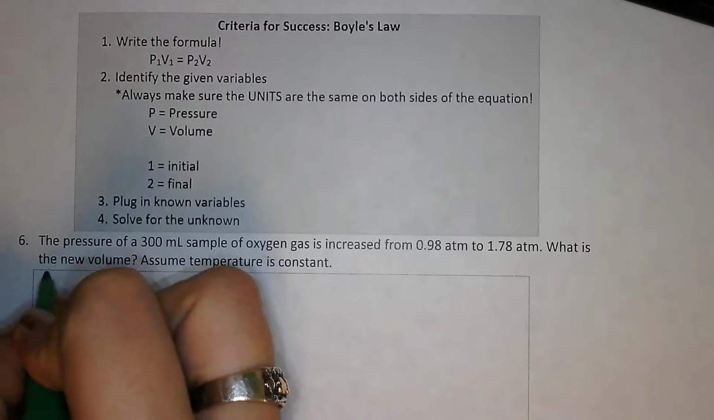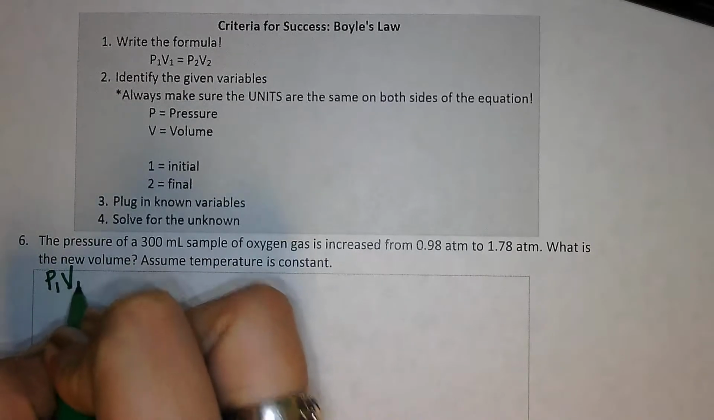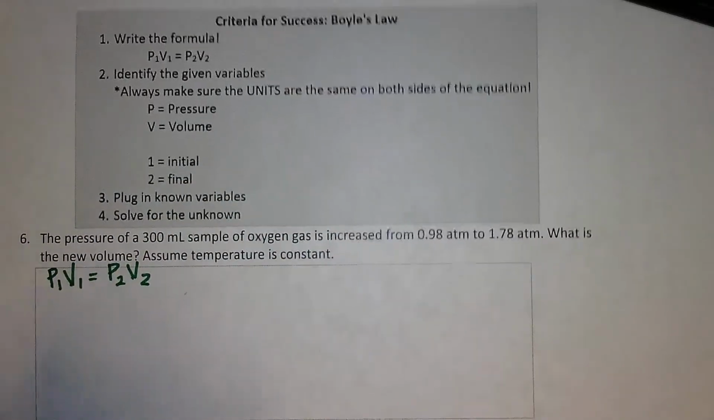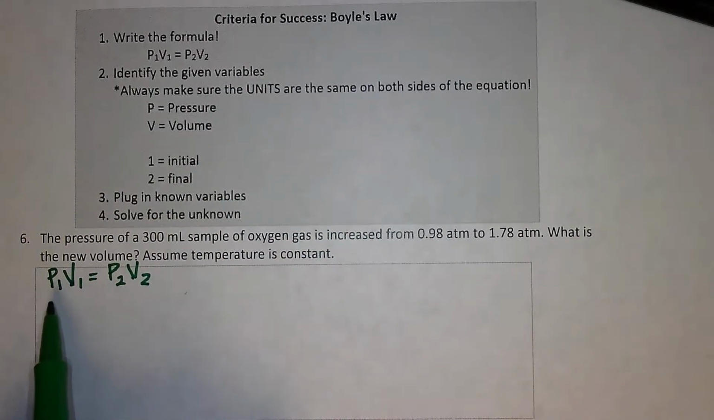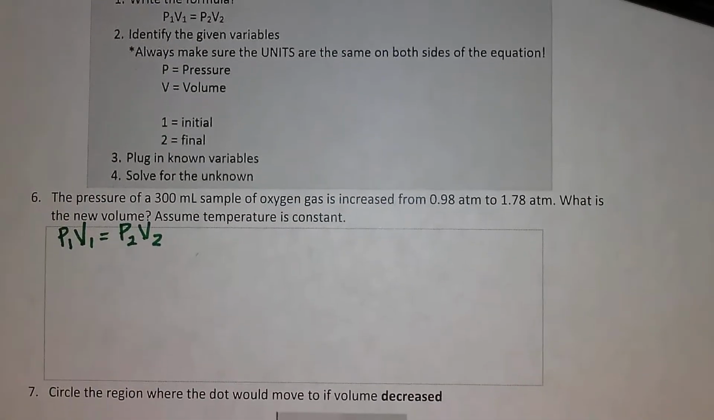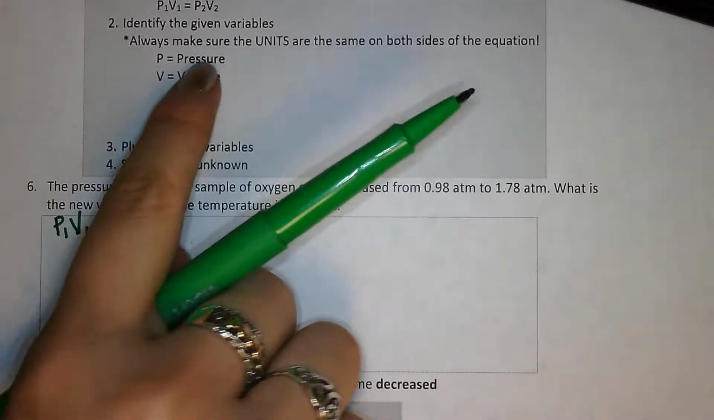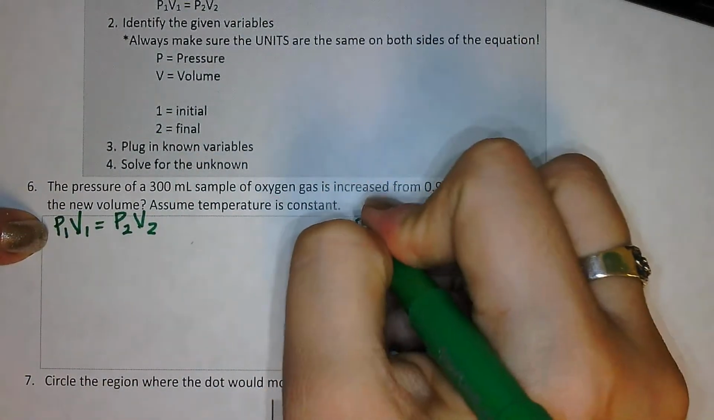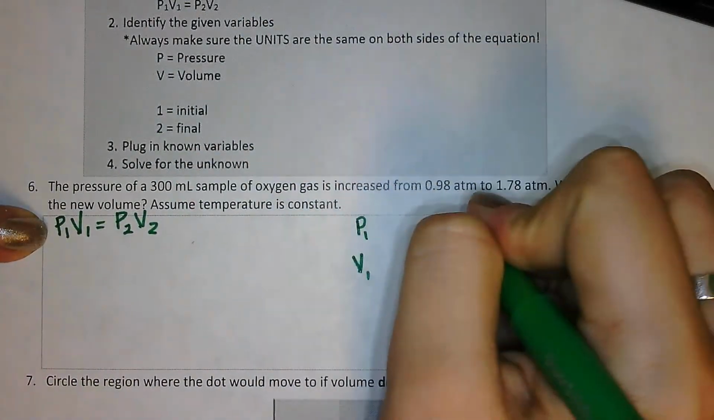Let's write that formula. You will know that you have to use this formula because they will only give you information about pressure and volume, and they'll tell you that the other one is constant, or they won't even mention the other units at all. So let's find our variables. We need to find pressure and volume initially and finally.